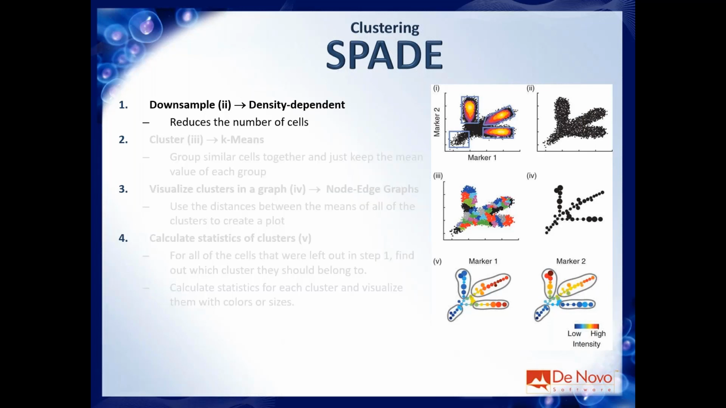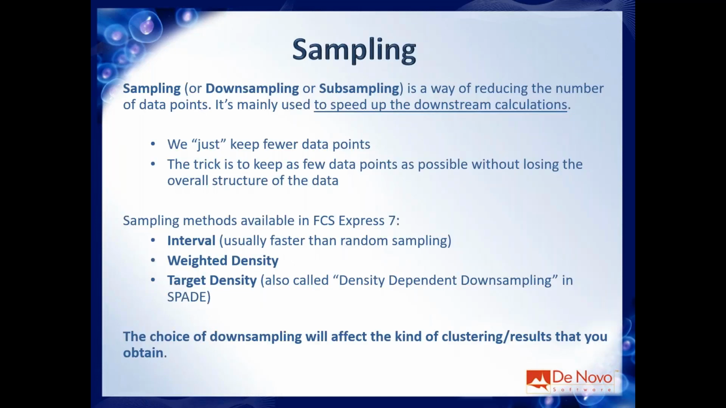The first one is downsampling, and this, together with step 3, the graph creation, was one of the main points when SPADE was released in 2011, one of the main advantages. So I think you have already heard about sampling. I mean, you are here to learn more about high-dimensional data analysis tools. So I'm sure you have already heard about sampling, downsampling, subsampling.